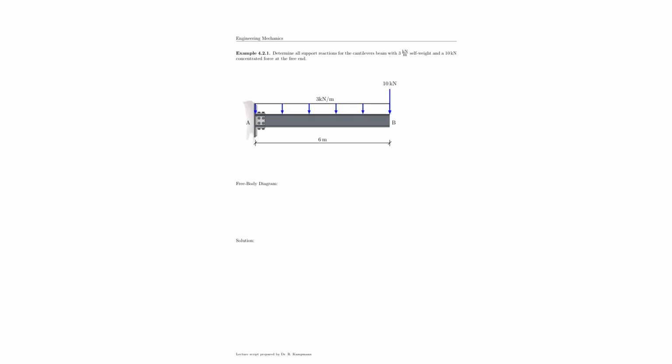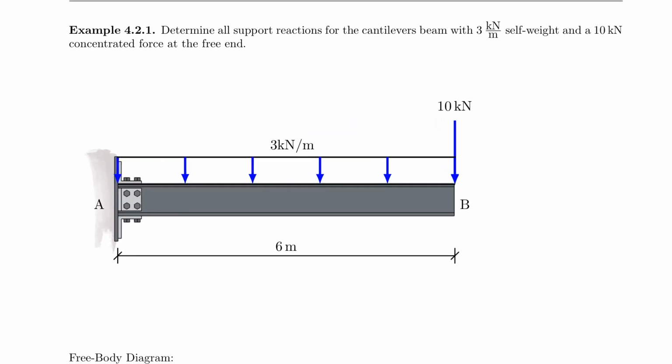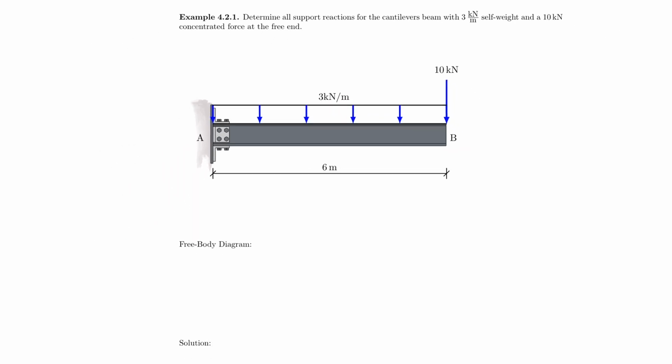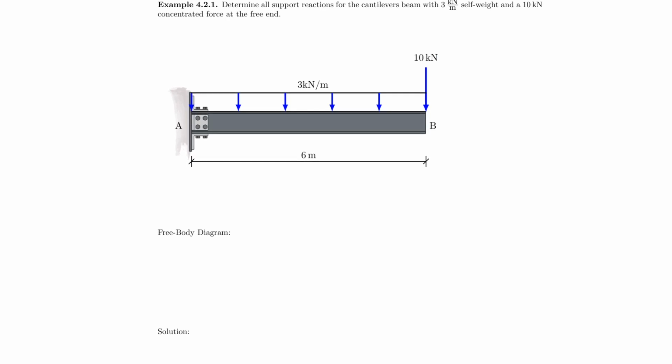Welcome to your first example problem for cantilever beams with distributed forces on them. And here we have a very straightforward example. We almost solved it already in the lecture, but let's just complete this here as well, because it helps us to further understand it. And notice that it says determine all support reactions for the cantilever beam with the different forces on them. We have a concentrated force of 10 kilonewton here and 3 kilonewton per meter over a length of 6 meters. And so the first thing that we have to do is draw our free body diagram.